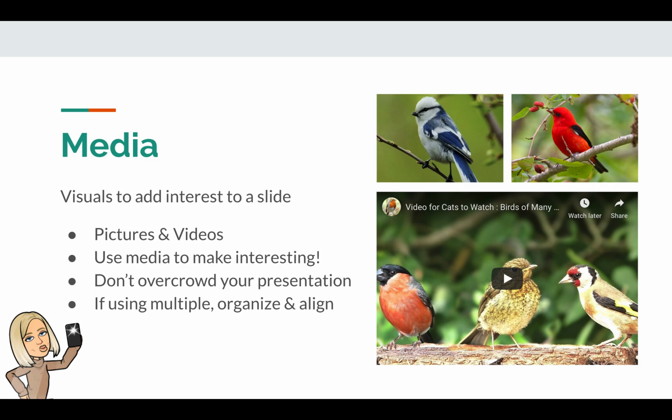Our third topic is media. So some of those images I was just discussing, we want to make sure the images we use or the videos we use add interest to your slides and not take away. They should just enhance the topic. Use it to make it interesting, but don't overcrowd. Make sure if you do use multiple on the same slide, you're organizing them and aligning the images so they look like you thoughtfully placed them.